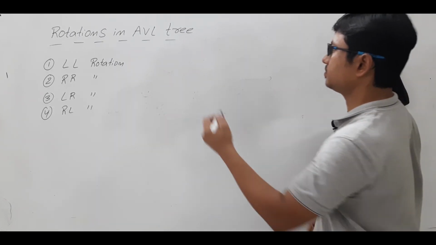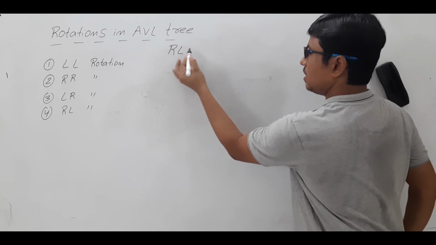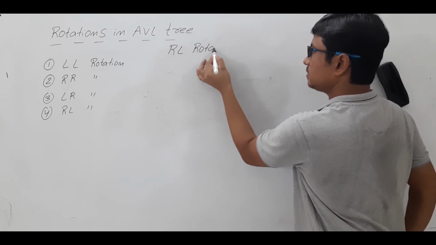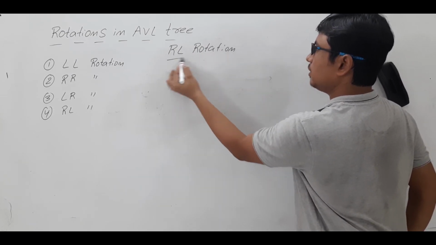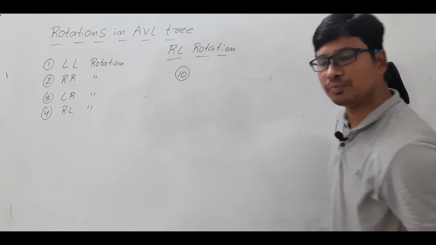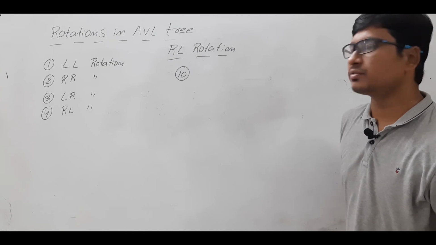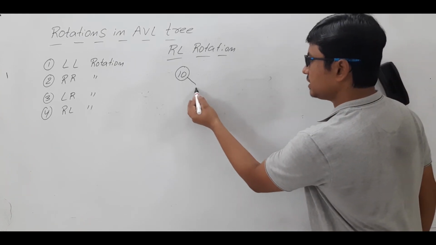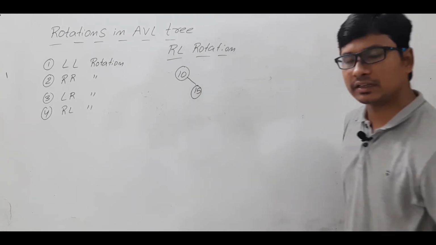Okay, RL rotation. Now let's take that I want to insert the 10. It is okay. The balancing factor is 0, no problem. Now I want to insert 15. So 15 I will insert here because 15 is greater than root node.